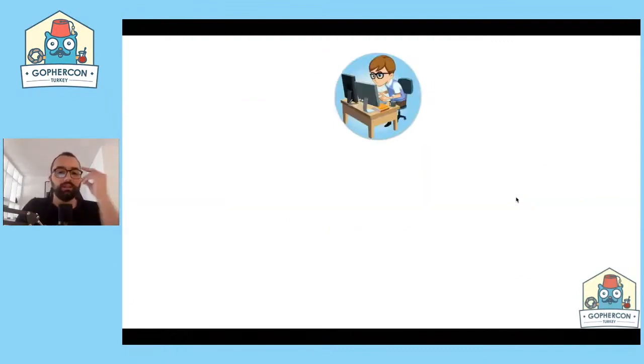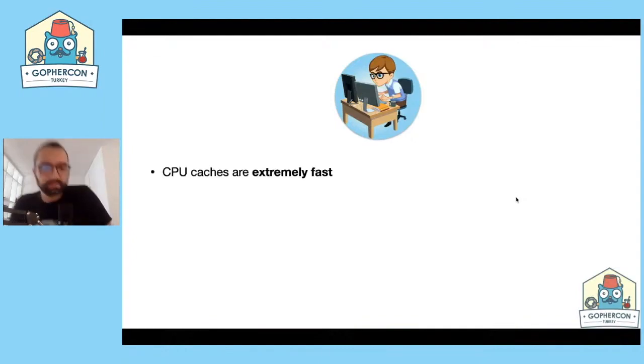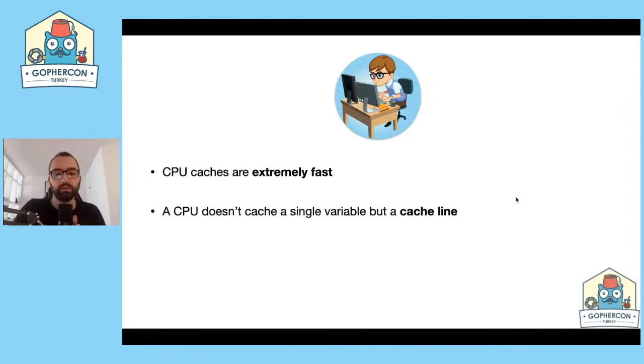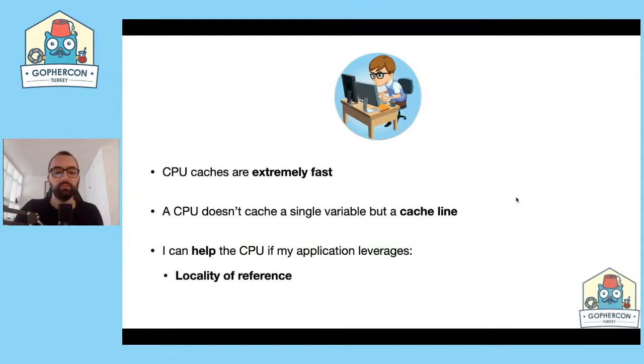Okay, so let's take a step back, guys. What have we seen so far? We have seen that CPU caches are extremely fast, right? We have seen as well that a CPU doesn't cache a single variable, but a cache line. And also we have seen that we can help the CPU if our application leverages locality of reference, so things contiguously allocated, and predictability with a constant or a unit stride.